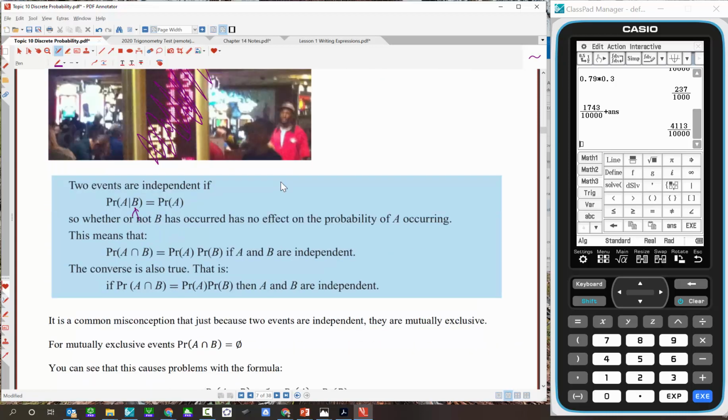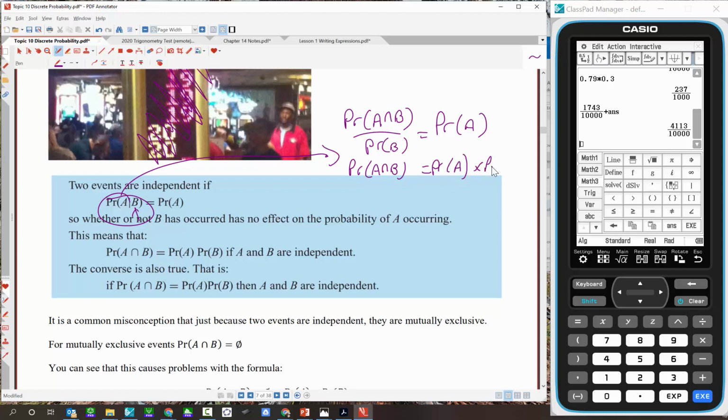All right, and that means that the probability of A given B is equal to the probability of A. So we can actually change that formula to write it as the probability of A intersect B over the probability of B, that's the conditional probability formula, equals the probability of A, and then transpose it. So the probability of A intersect B equals the probability of A times the probability of B. Right, so that's just another version of this formula here.